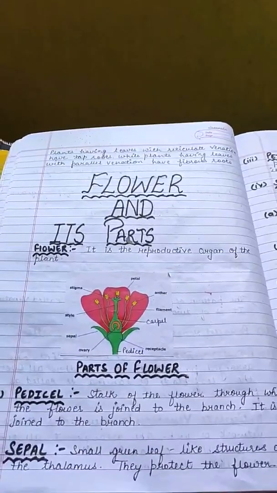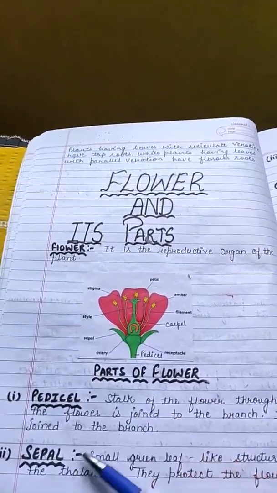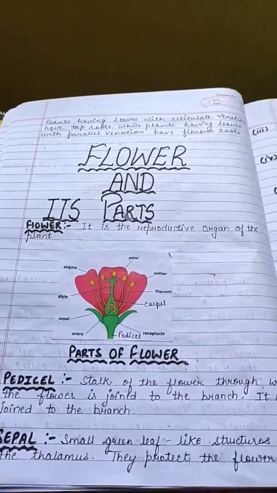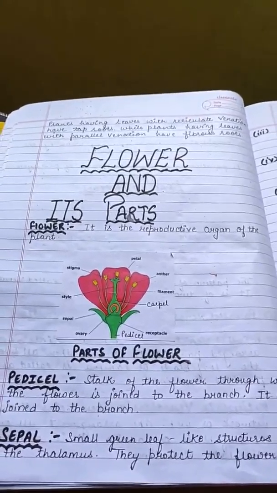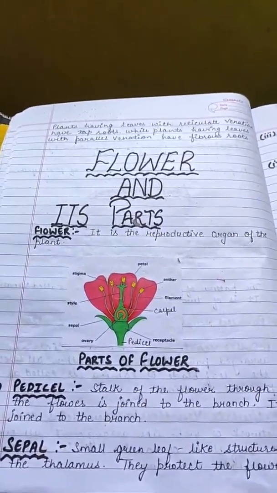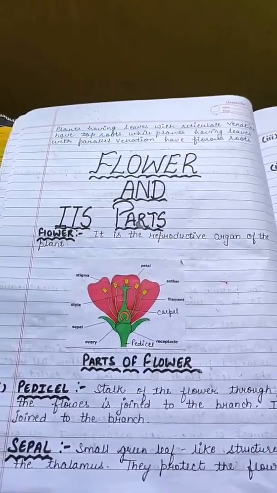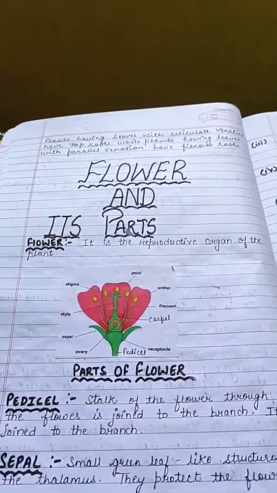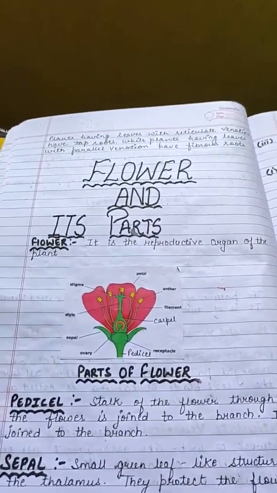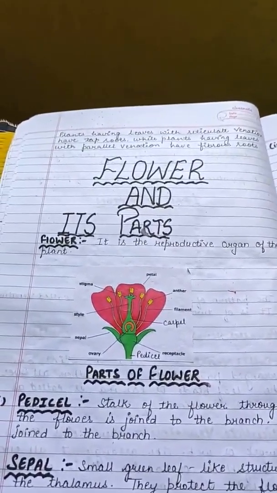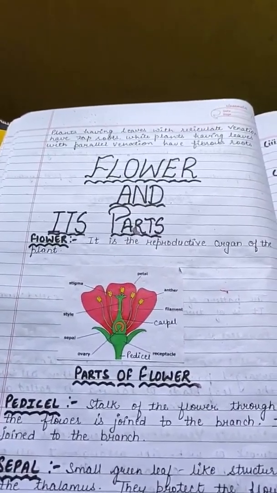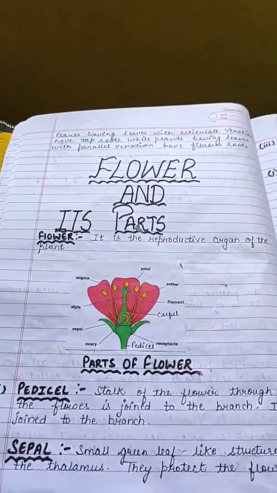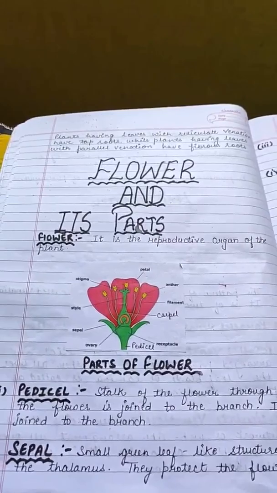So there are so many parts of a flower: pedicels, sepals, petals, stamen, anther, filament, carpel, style, stigma, ovary, and they have different functions. And this flower is the reproductive organ of the plant, in which stamen is known as male reproductive organ and carpel is known as female reproductive organ. Stamen consists of anther and filament, whereas carpel consists of style, stigma, and ovary. So this is the structure or parts of a flower.